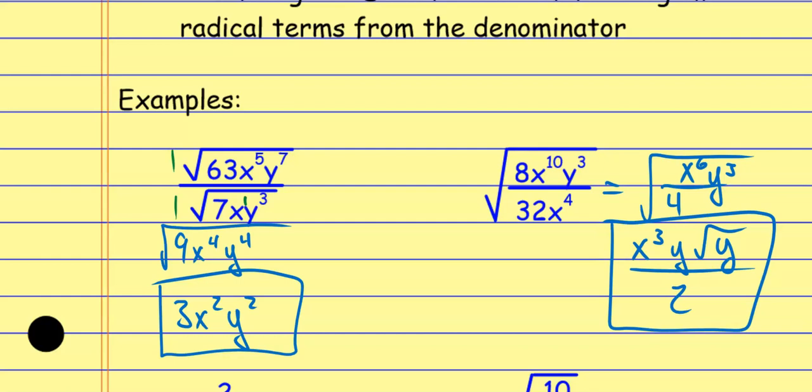If you need to see this broken down, I'm just doing the square root of the numerator over the square root of the denominator. When I take the square root of a whole fraction, I just take the square root of each of those individually. And as I simplified, I no longer have a radical in the denominator, and that's the goal.